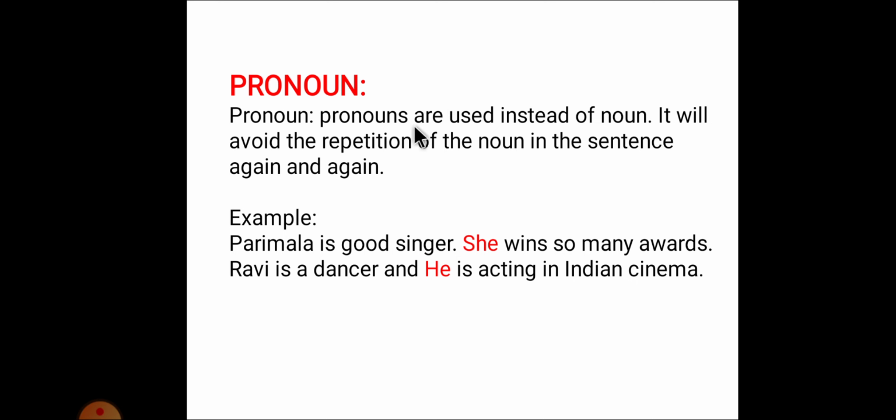Next, pronoun. Pronouns are used instead of nouns. They avoid the repetition of the noun in the sentence again and again. So for example, Rama is a good person. Rama married Sita. Rama went to forest. Rama is a king. So to avoid repeating the word, we need to use a pronoun. Parimala is a good singer. She wins so many awards. So here she is a pronoun used instead of Parimala. Ravi is a dancer and he is acting in Indian cinema. So he is used instead of Ravi. So these kinds of sentences we need to remember.